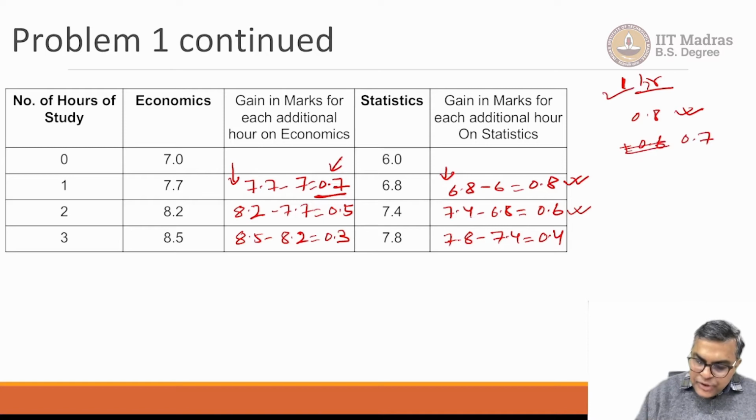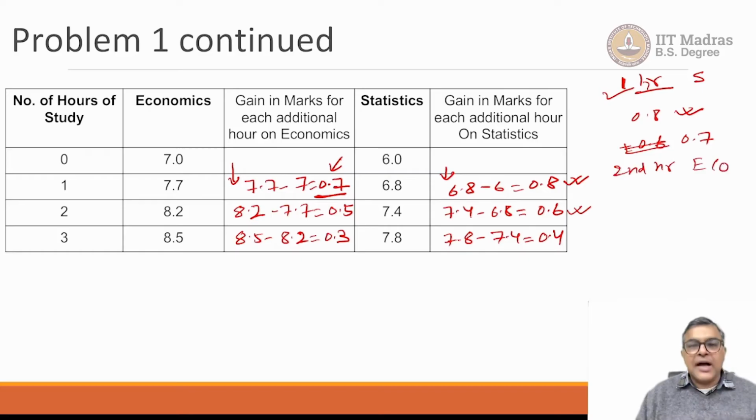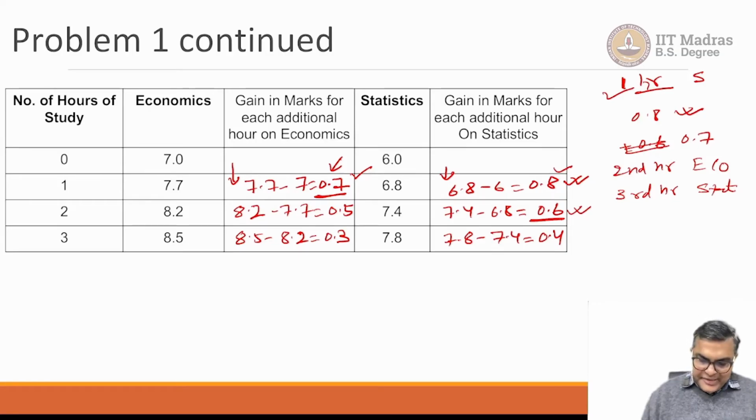So first hour to stat, second hour to eco, and if you have a third hour, one additional hour, this is already gone, this is already gone, so again the gain here is higher. So the third hour should go to stat. And this is the way we are doing the marginal contribution. Once you have one additional hour, this is the way you should utilize it, and this covers all the possibilities.